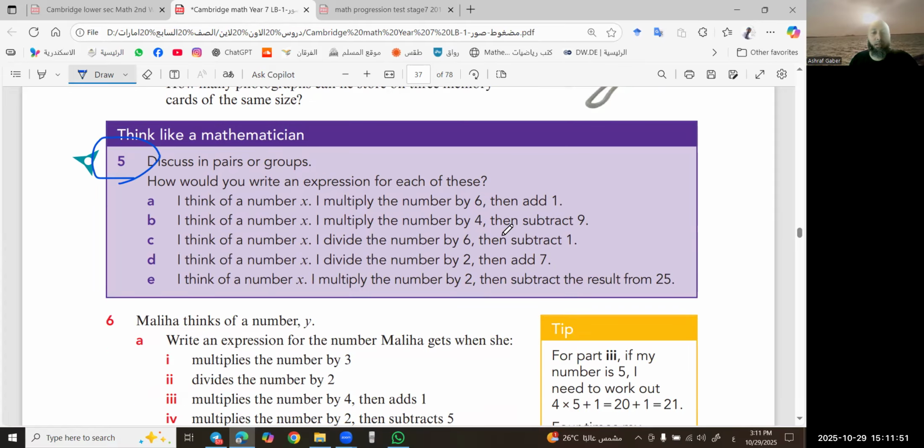Okay, let's start this exercise. Discuss in pairs or groups. How would you write an expression for each of these?